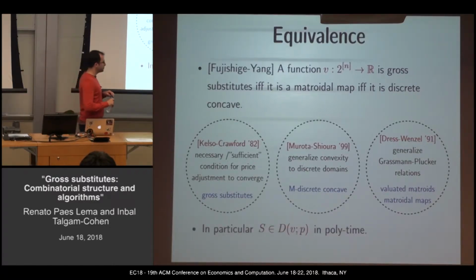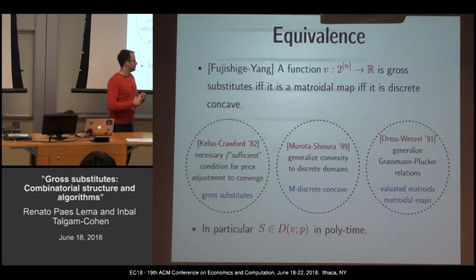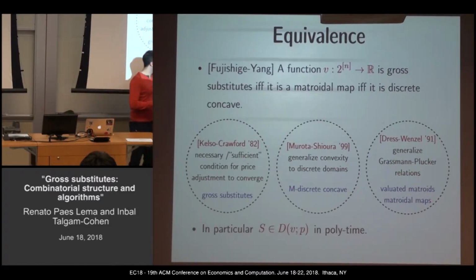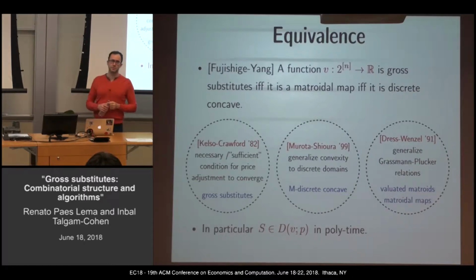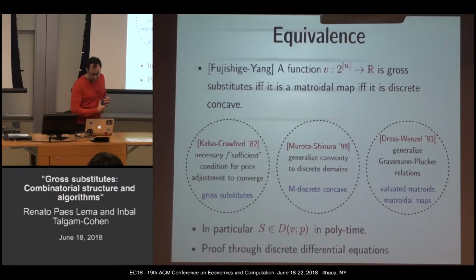For example, you can solve the demand problem in polynomial time. Because if you want to ask what's your favorite bundle of goods when the price is P, since it's the same thing as matroidal maps, you can just run the greedy algorithm. You just add one by one until you can no longer improve, and that's the optimal bundle. And the proof goes through some techniques called discrete differential equations.